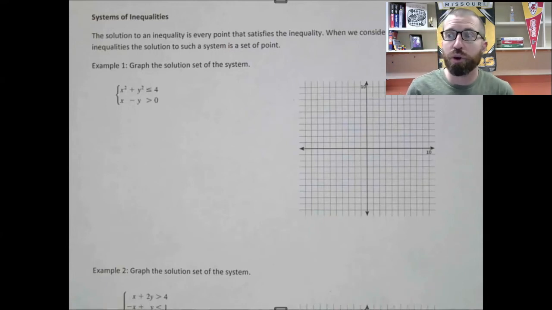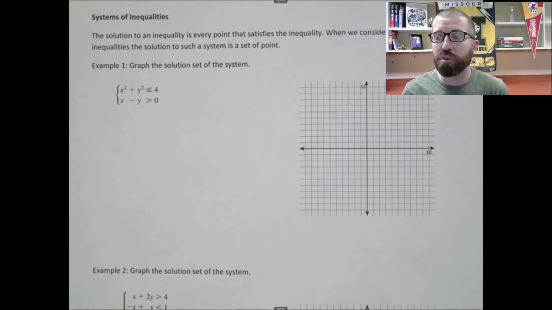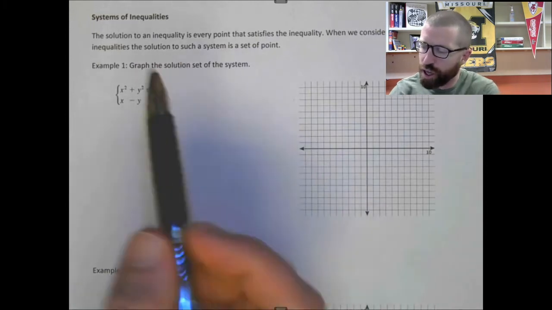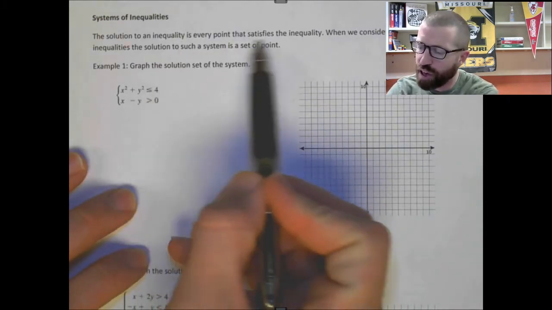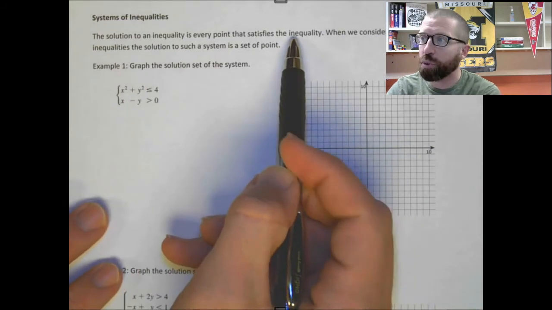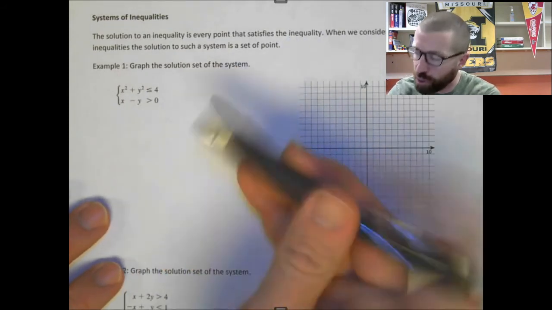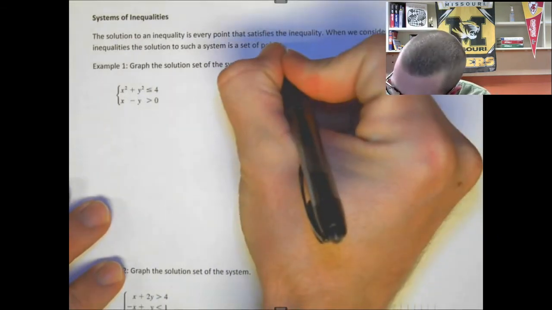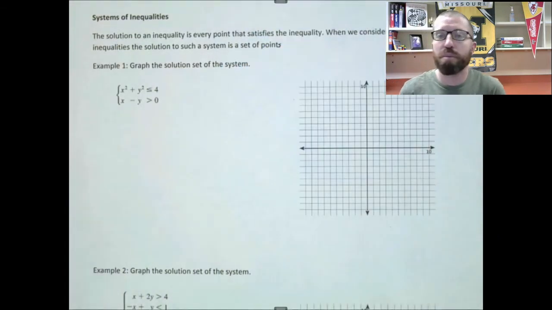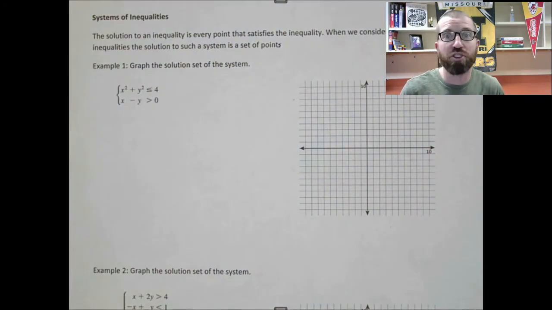Hello, in this video, we're going to look at solving systems of inequalities, in particular, one that's linear and some that are nonlinear. A solution to an inequality is every point that satisfies that inequality. So when we consider systems of inequalities, the solution to such a system is a set of points that makes both inequalities true. We can show this by shading and graphing. So that's what we'll do here.